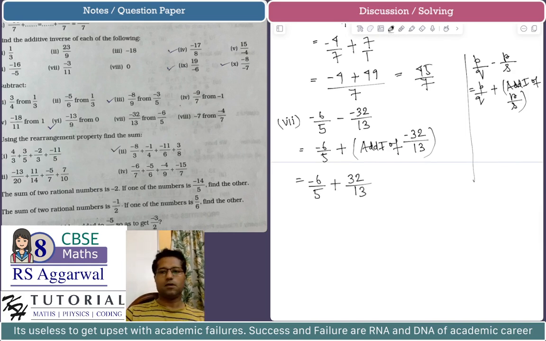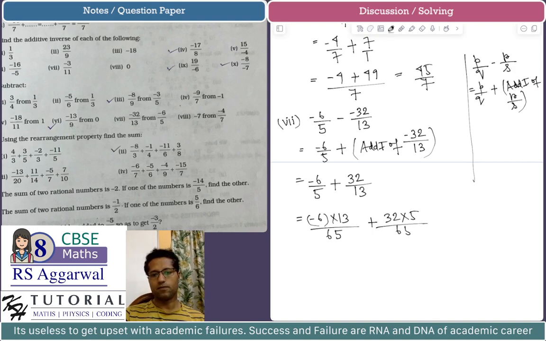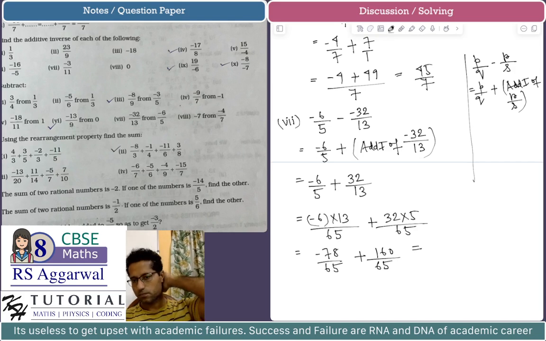Now we have to do the addition of minus 6 by 5 and 32 by 13. What is the LCM of 5 and 13? It is 65. So this will be minus 6 multiplied by 13 divided by 65 plus 32 into 5 divided by 65. So this is minus 78 by 65 plus 160 by 65. So this is equal to how much?